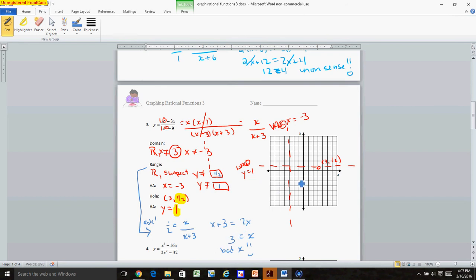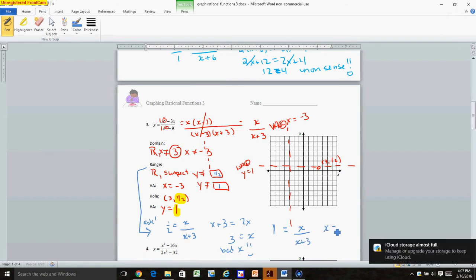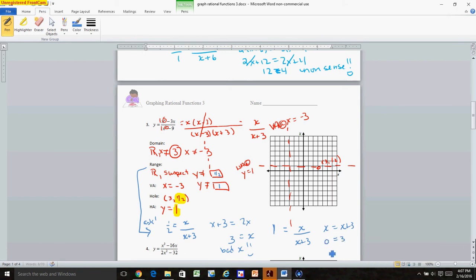So next I'm going to ask again. I'm going to ask if 1 could ever equal the cleaned up version. So this time, will x ever equal x plus 3? So I get 0 is equal to 3, which is nonsense. So both of these do get kicked out of the range. So they're no longer suspects, they are convicted.